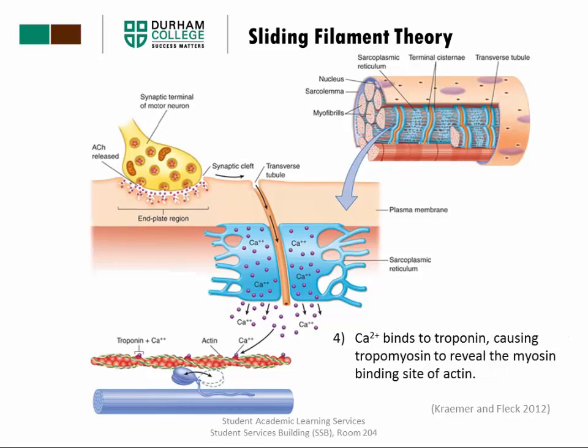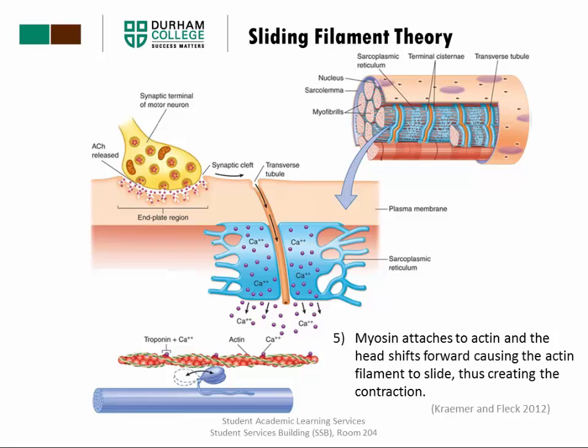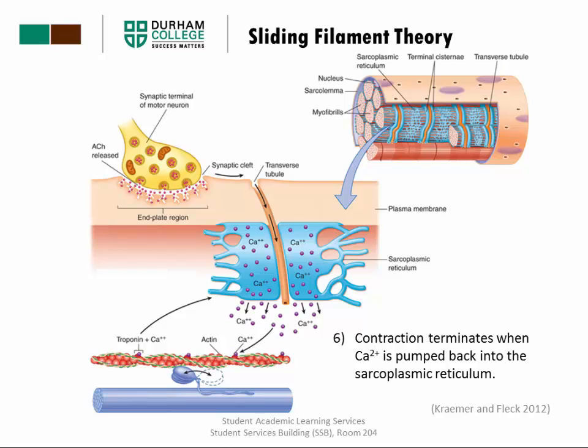The calcium binds to troponin, causes the tropomyosin to reveal the myosin binding site of each actin. The myosin then attaches to the actin and the head shifts forward, causing the actin filament to slide, thus creating the contraction. The contraction terminates when calcium is pumped back into the sarcoplasmic reticulum.